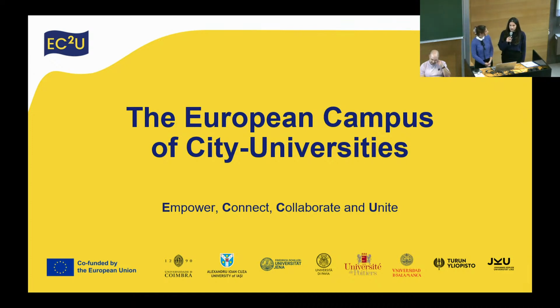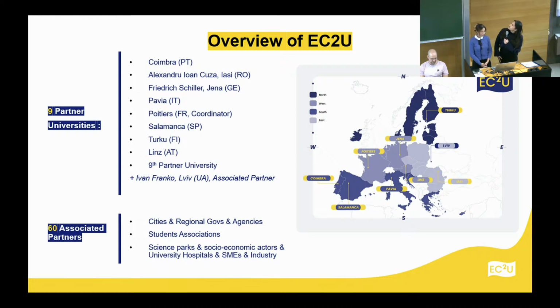So welcome to our presentation today. Today we're going to talk about EC2U. Also welcome to our virtual viewers here. And what does EC2U mean? EC2U is just a European alliance of different universities. There are many different European alliances of universities, but we are part of this one. And EC2U consists of 9 universities from Portugal, Romania, Germany, Austria, of course, Italy, France, Spain, Finland, and also shortly Sweden joined us.